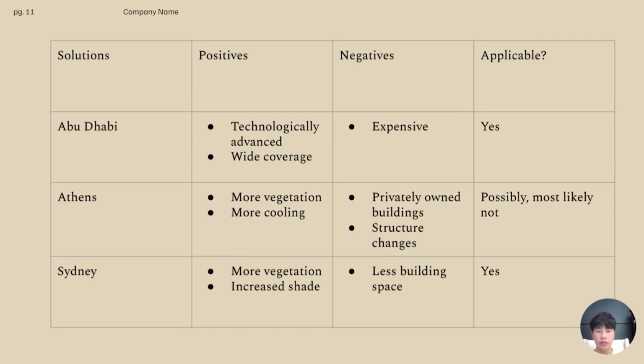Sydney, the last city, has a few positives, which is also increased vegetation, but also increased shade. But the negatives would just be less building space. So I would agree that it is applicable in San Jose.